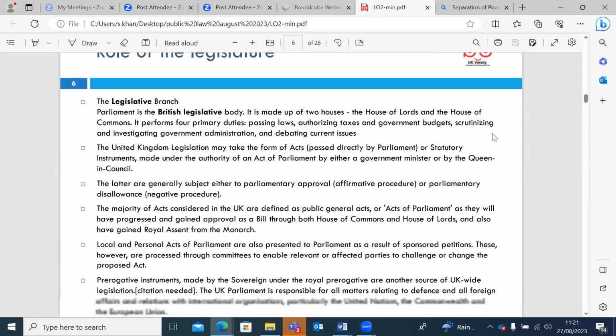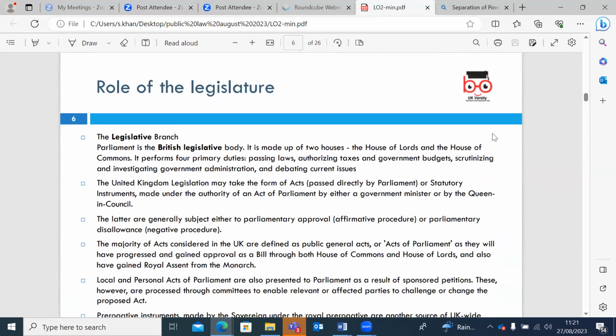Role of legislature. The legislature branch is Parliament, the British legislative body. It is made up of two houses, so we have the House of Lords and the House of Commons. It performs four primary duties: passing laws, authorising taxes and government budgets, scrutinising and investigating government administration, and debating current issues.